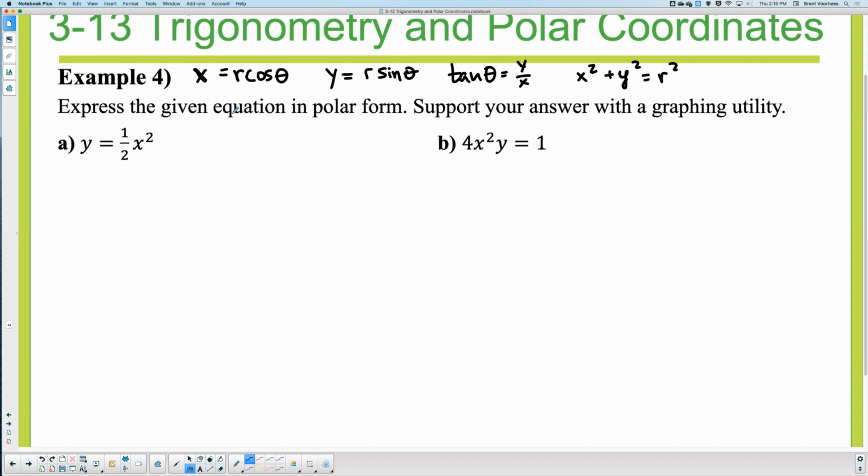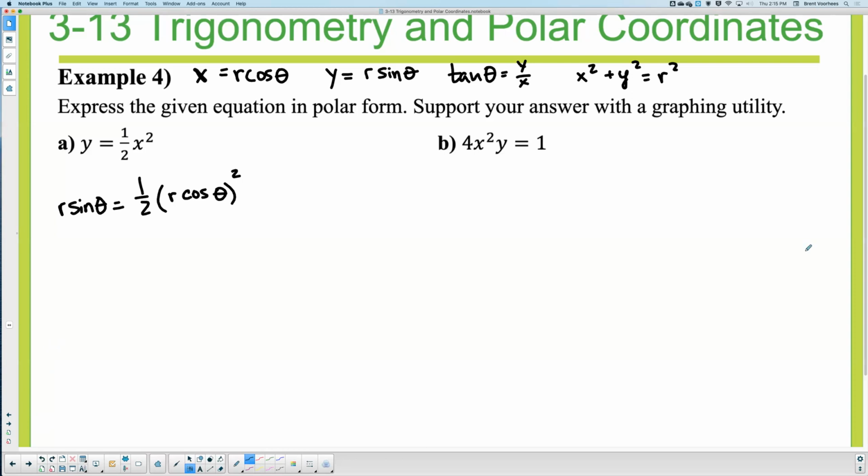So on this first one, if I want to convert forms, I have a y first. What can I replace that y with? R sine theta. So R sine theta equals 1/2. Now x squared, you could replace it with, over here, you could subtract y squared. I'm not going to do that because I want to get rid of my y's. I'm going to use this formula for the x's. You do have an option though. So I want to replace the x with r cosine, and that x was being squared, so I need to square that parenthesis.